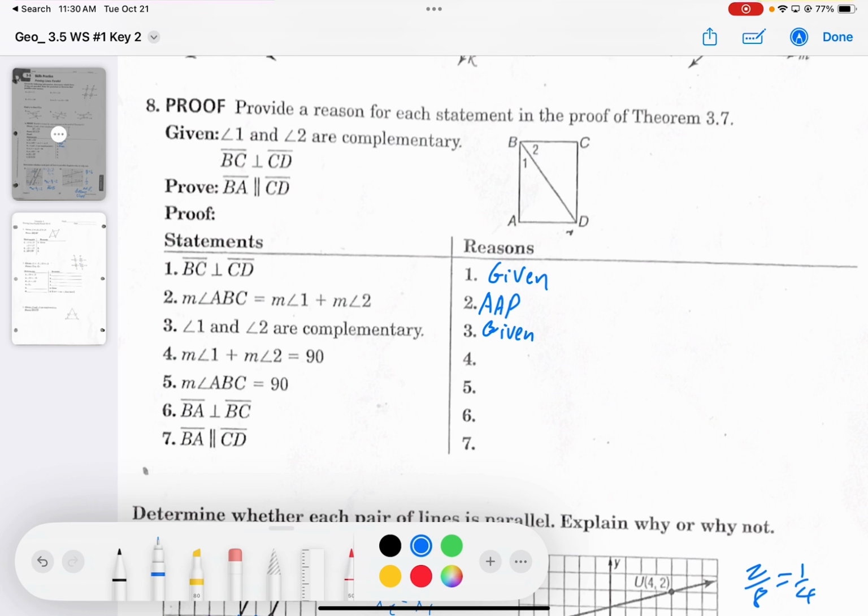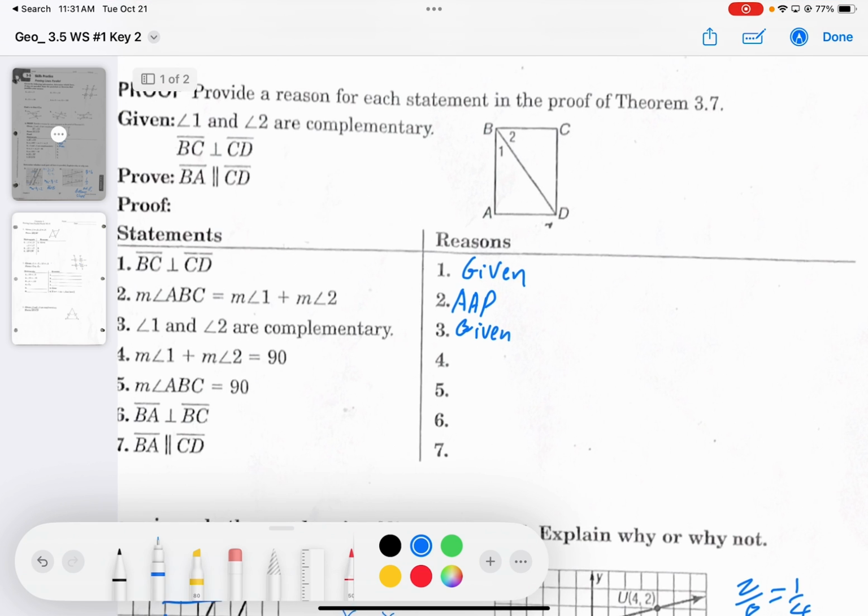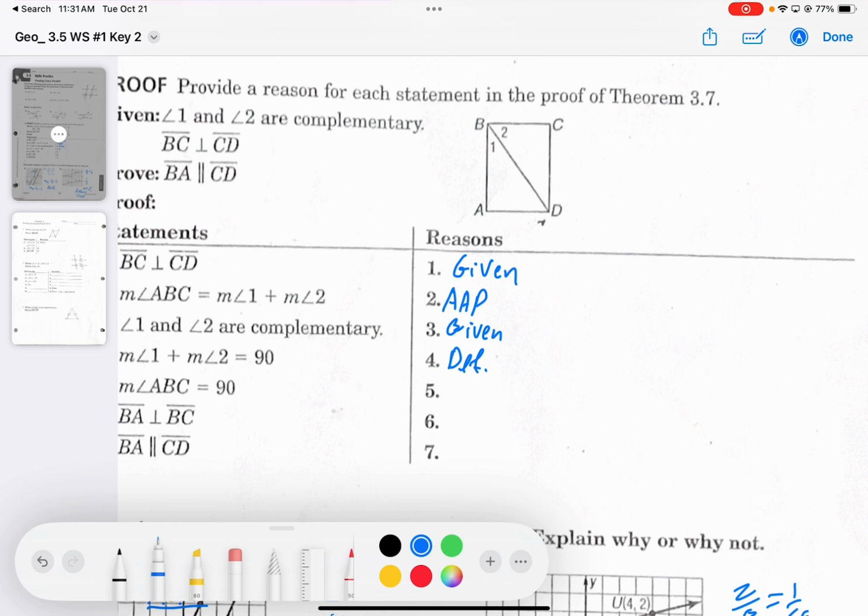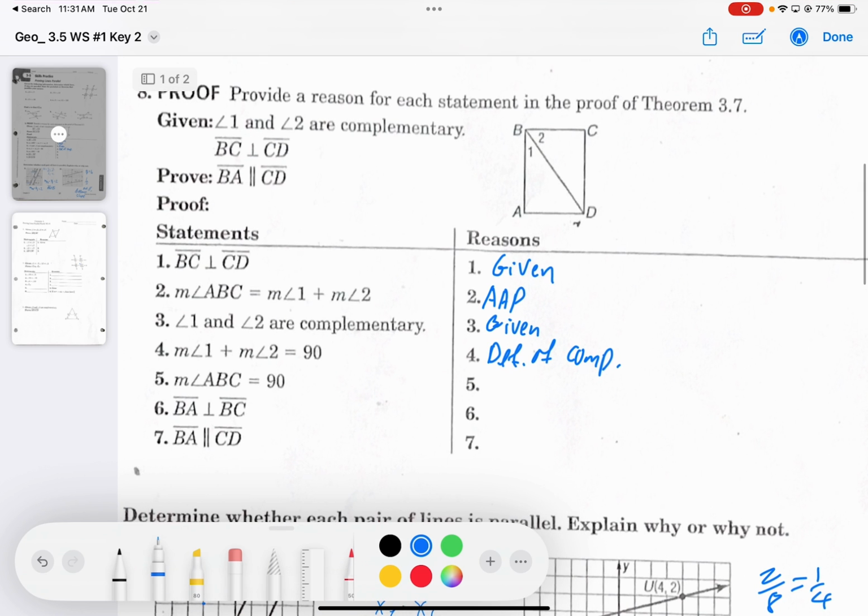Okay, well, what does it mean if 2 angles are complementary? That's equal 90. Right. So then what can I say for number 4? Definition of complementary. Good. Definition of complementary. All right. And then it goes on to say the measure of angle ABC equals 90. So I know ABC is 1 plus 2, and I know 1 plus 2 equals 90. So then it says ABC equals 90. How can I justify that? You could do substitution. The other thing you could do is what? Transitive. Either one would work. I'm going to put transitive here. I would accept substitution, though.